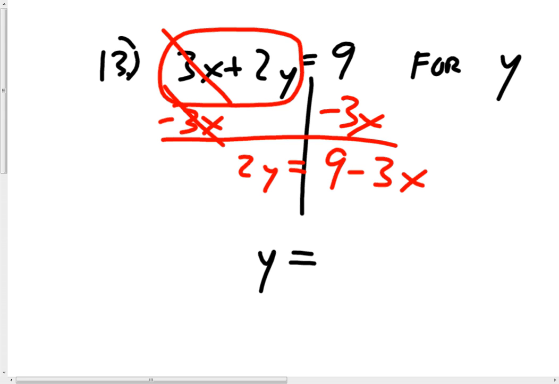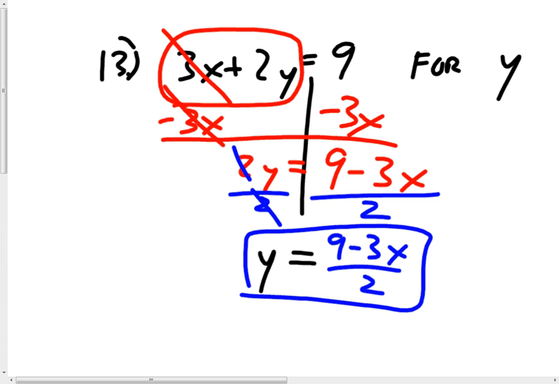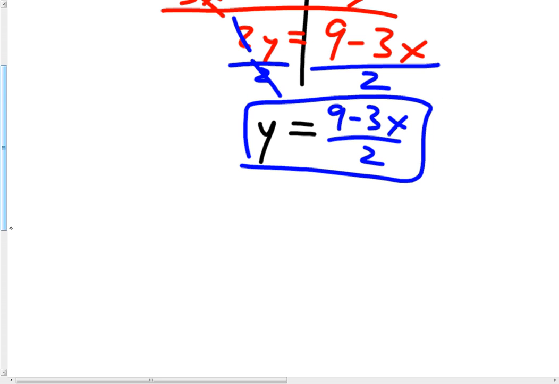Is the y by itself yet? No. How do I get rid of that? Oh, divide by 2. You divide the whole side by 2. This goes away. This could be your answer. 9 minus 3x over 2. Is the y by itself? Yes. I'm done. But underneath, you've got a lot of space. We're going to put different versions of this answer. That's one version. Is everything being divided by 2?